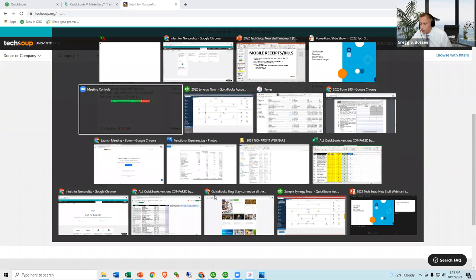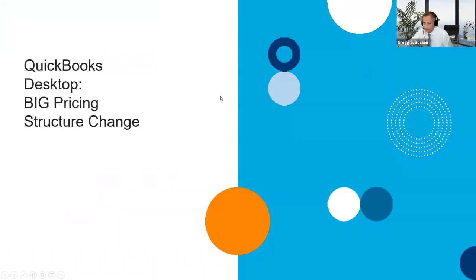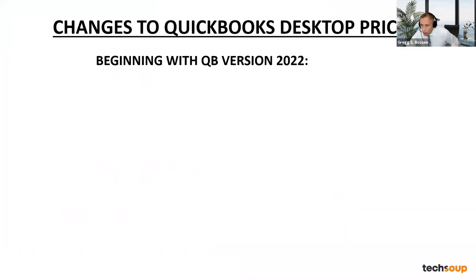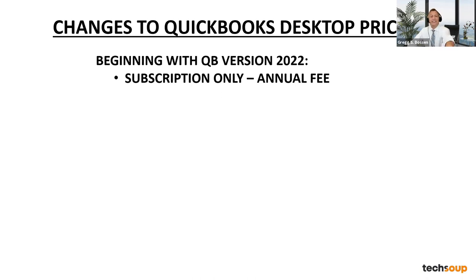So here comes the big change. Beginning with version 2022 of QuickBooks Desktop, and those of you that have the online edition, pay attention because it'll make you feel good. All right. So beginning with QuickBooks version 2022, it is a subscription only annual fee. So if you decide to upgrade to QuickBooks 2022, and save your questions, because I'm going to answer them as we go. So don't say anything just yet in the chat. Okay. So QuickBooks version 2022, subscription only, an annual fee.